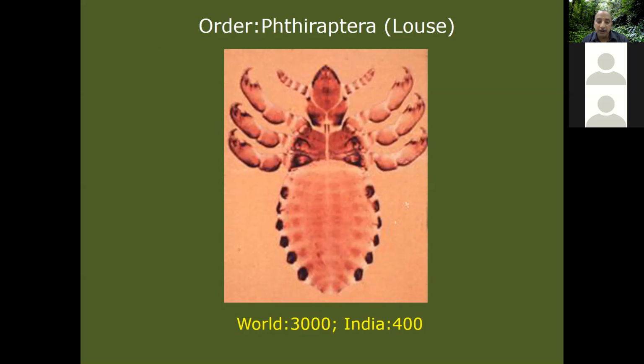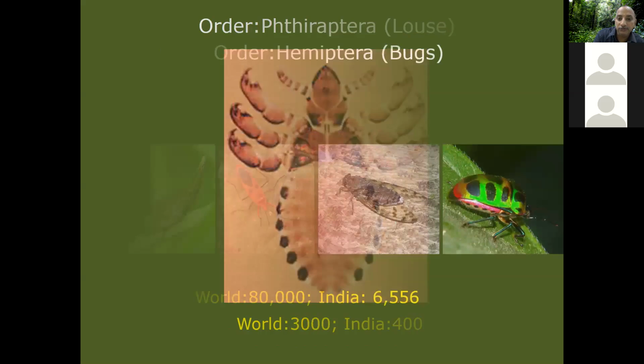This human head louse is ubiquitous, and it has evolved closely with the human system and is highly host specific. Each louse is host specific, so they can live only on that host. Several of our wild animals have their own lice.